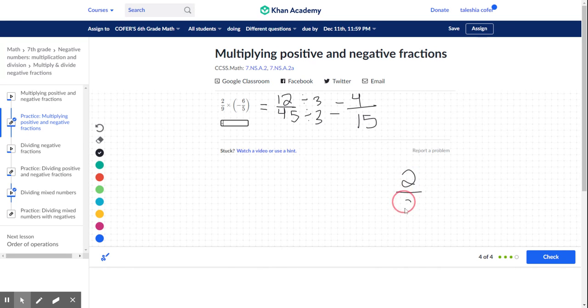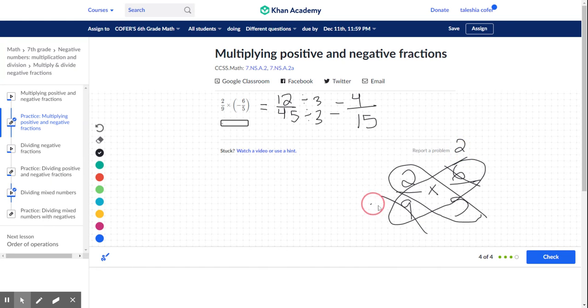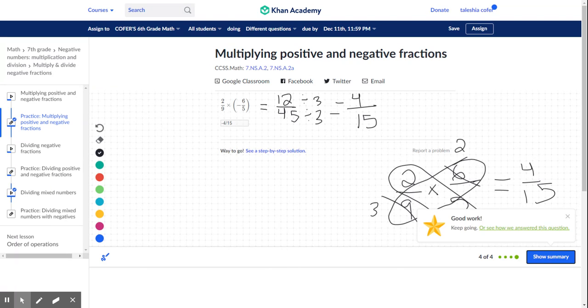If you're like me and you like to reduce ahead of time, that's okay too. I look at my 2 and my 5. I can't reduce those. There's nothing I can divide 2 and 5 by besides 1. But with my 6 and my 9, those are both multiples of 3. So I can divide 6 by 3 and get 2. I can divide 9 by 3 and get 3. So now I have 2 times 2, which is 4, and 3 times 5, which is 15. Remember, they're different signs, so my answer has to be negative. Just like that.